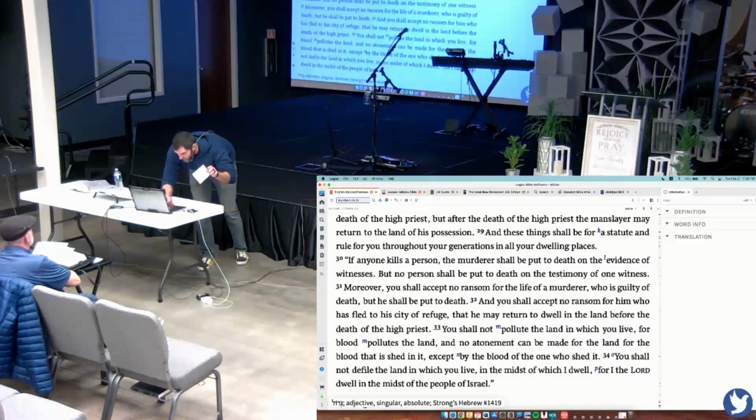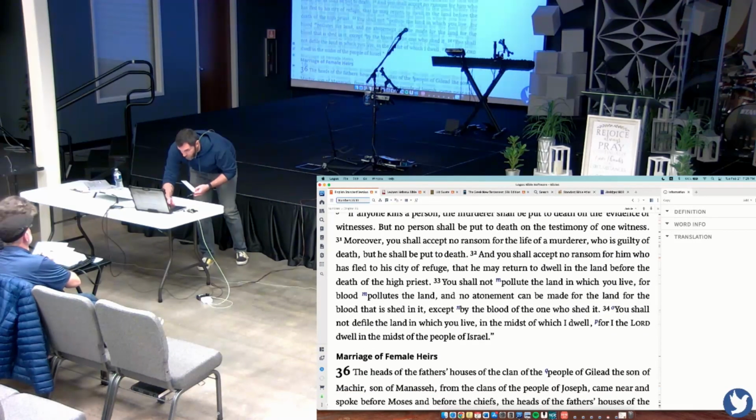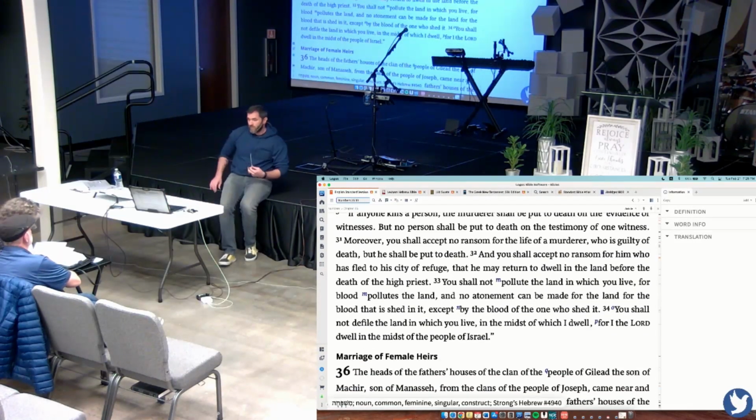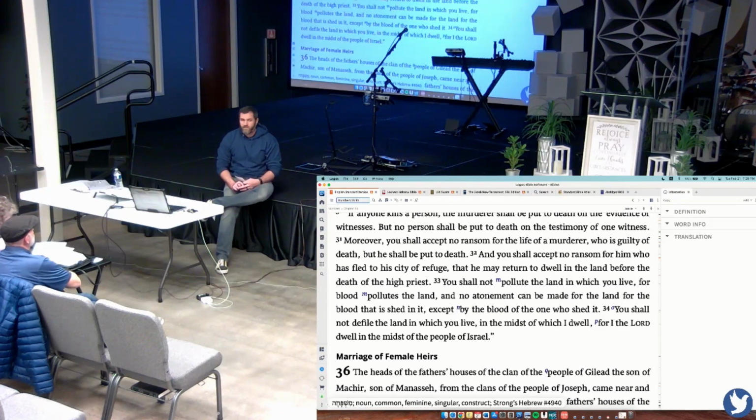Until the high priest, until the statute rule. I need to find that. Where is that? Verse 33. Okay. You shall not pollute the land in which you live, for blood pollutes the land. And no atonement can be made for the land for blood that is shed in it, except by the blood of the one who shed it.